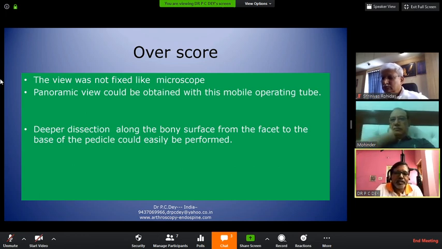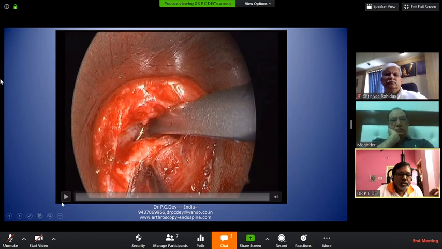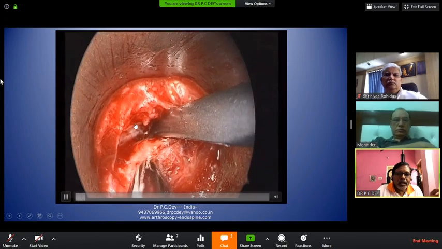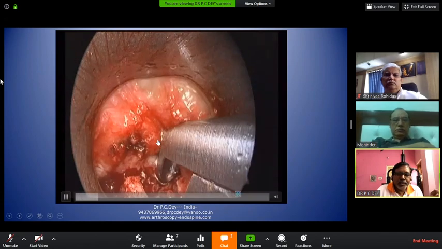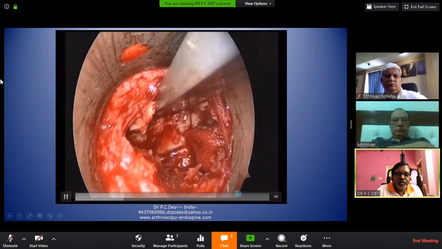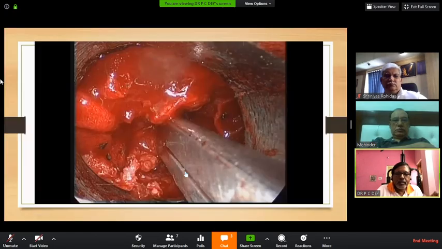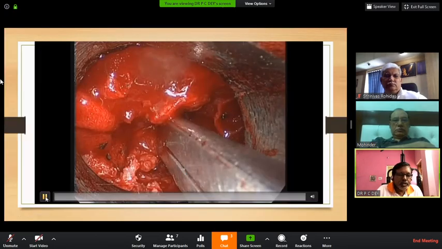So deeper dissection along the bony surfaces from the facet to the base of the pedicle could easily be performed. So this is the way we are just doing it. This is the facet here. This is the facet, the medial aspect of the facet. We have to sacrifice a little bit so that the cleavage will be better and retract the soft tissue medially. And then you see, this is the situation we are going.